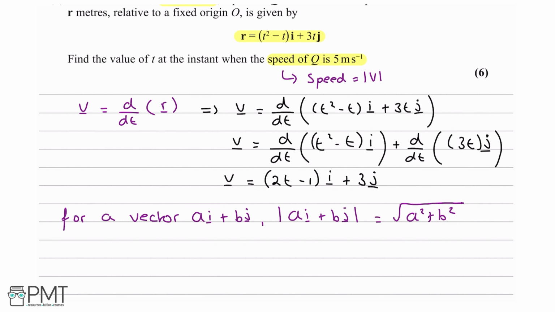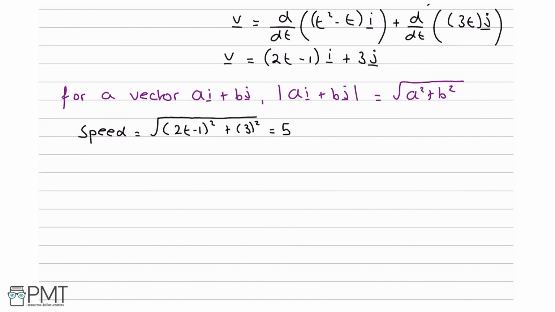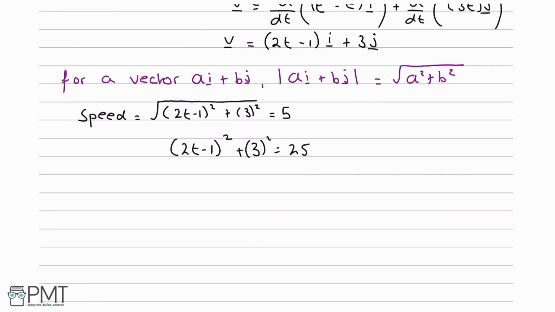So we end up with speed equals the square root of (2t minus 1) squared plus 3 squared, and we know that the speed equals 5, because that's what we've been told in the question. From here, we can square both sides, so we end up with (2t minus 1) squared plus 3 squared equals 25. Then (2t minus 1) squared equals 25 minus 9, because 3 squared is 9, which is 16.